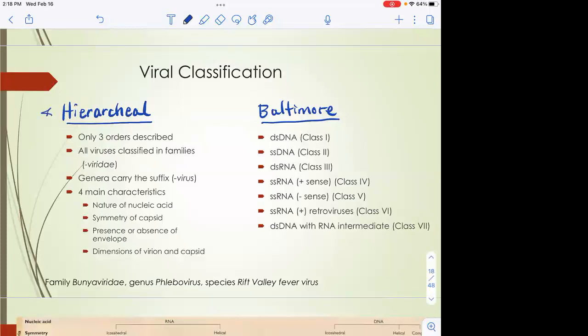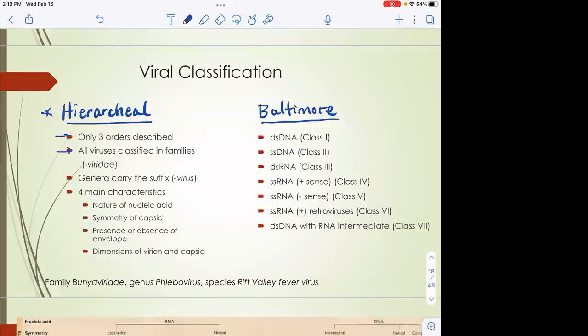With the hierarchical classification, basically, we've tried to treat viruses like they were living organisms and put them in that same classification system, right? That doesn't really always work out so well. But with this system, there's 3 orders classified. So it goes phylum, class, order. I don't think there's really classes or phyla of viruses, but there's 3 orders. And then below that is the family. So all viruses are classified in families.